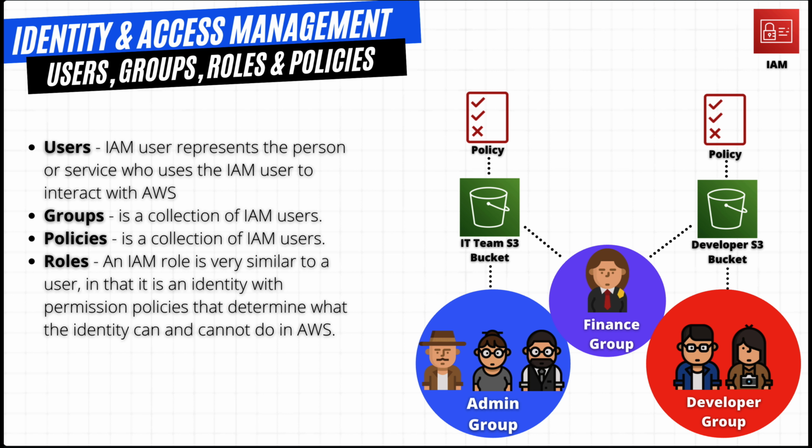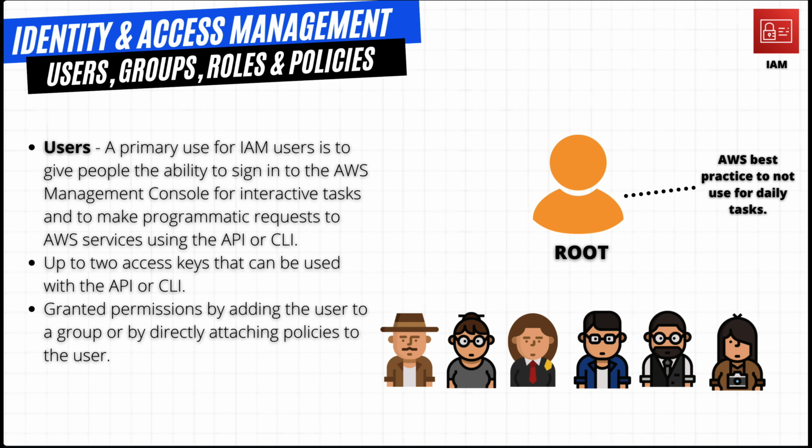But how do you give the IAM group permission? Well, you assign a policy because a policy will explicitly define the permissions for the groups or resources that they are associated with. Now let's talk a little more about users, which is the fundamental part of IAM.